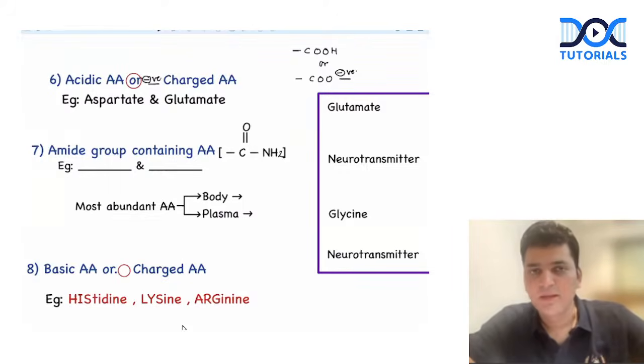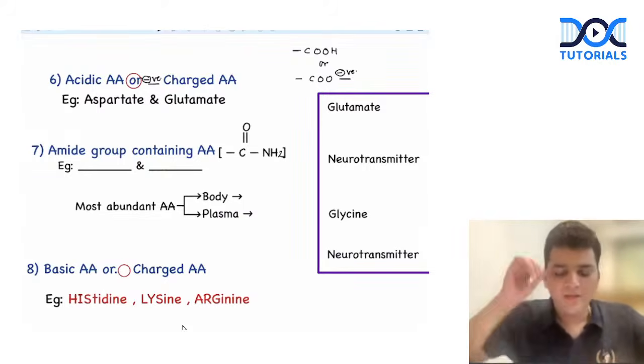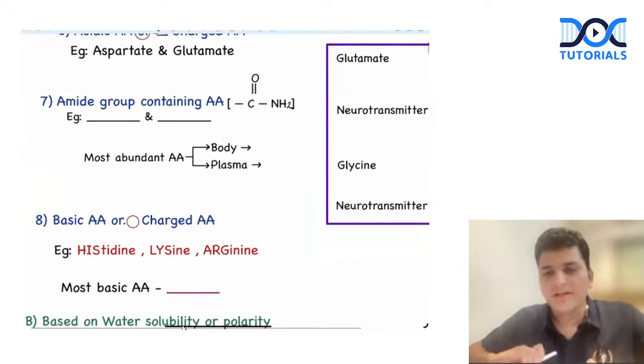Pyruvic acid, the other name is pyruvate. In the same way, for aspartic acid and glutamic acid, we use the alternate names aspartate and glutamate. These are the acidic amino acids. The next is the amide group containing amino acid.